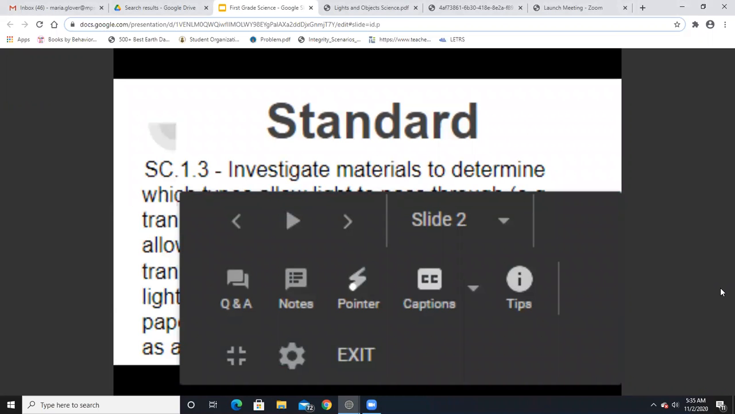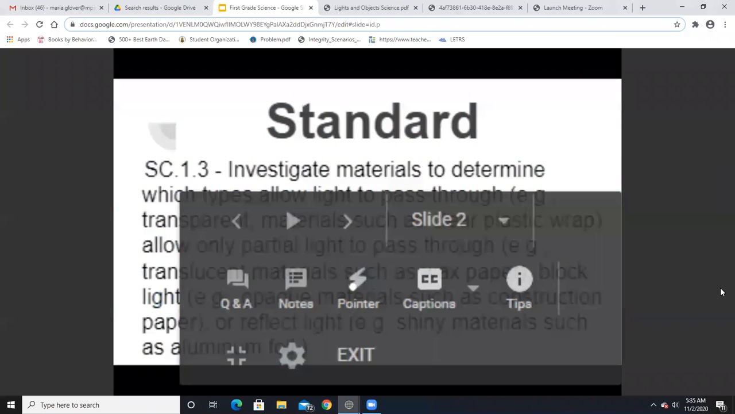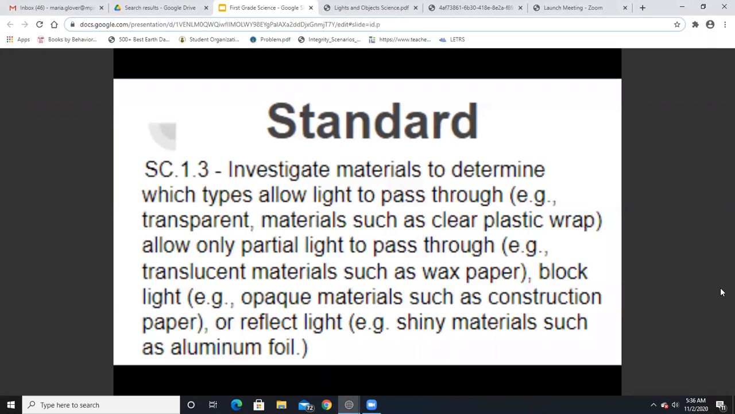Our standard is SC 1.3. Investigate materials to determine which types allow light to pass through. For example, transparent materials such as clear plastic wrap allow only partial light to pass through. For example, translucent materials such as wax paper block light. For example, opaque materials such as construction paper block light. For example, shiny materials such as aluminum foil reflect light.